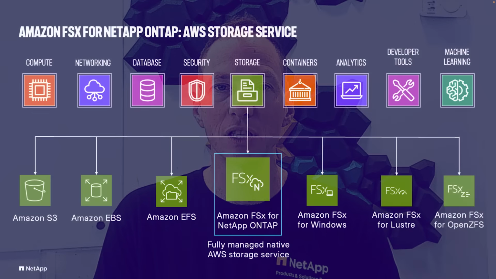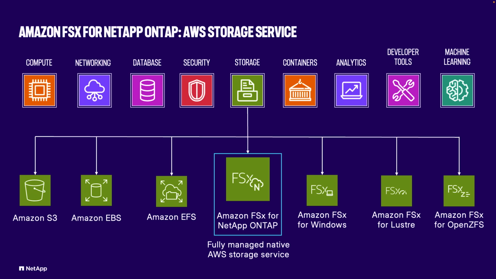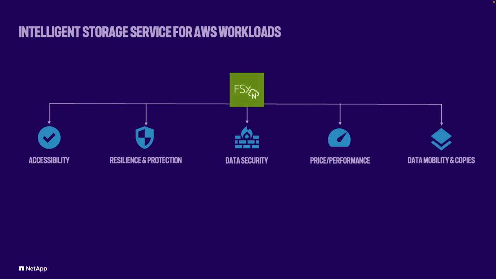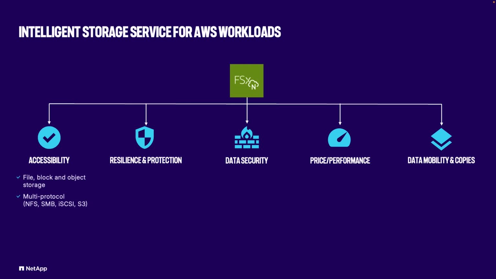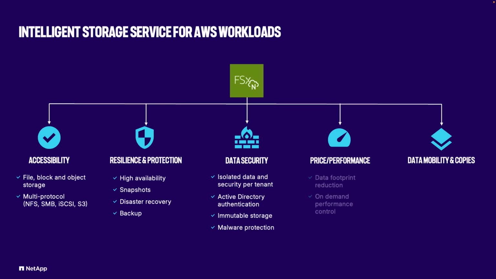Amazon FSx for NetApp ONTAP is an AWS fully managed storage service powered by NetApp's technology. It provides intelligent storage for business-critical workloads through a comprehensive and flexible set of storage features for accessibility, resilience and protection, data security, price performance, and data mobility and copies. One of these features is called thin cloning. NetApp's customers may know it as FlexClone, and we will now explain how it works.